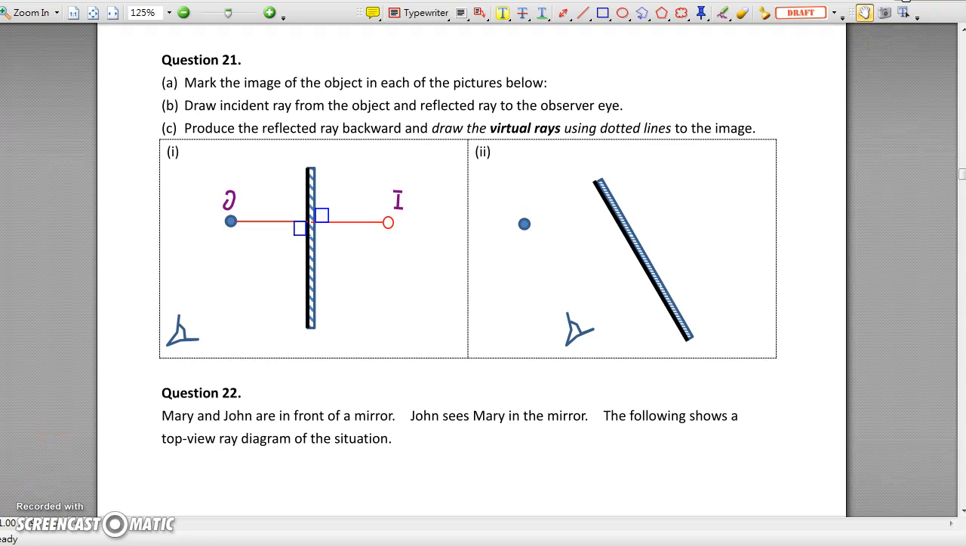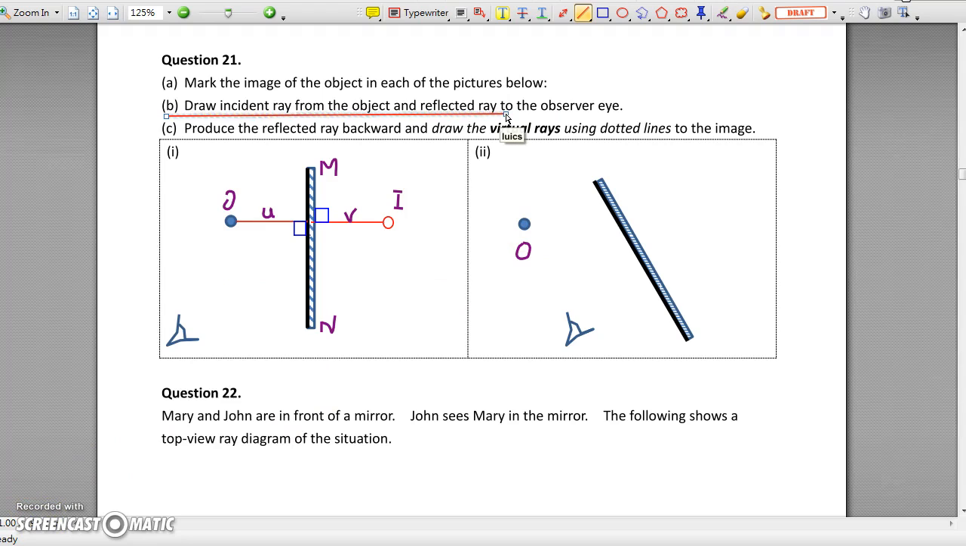And in this way, you can see that the line joining the object and the image, which is OI, will be perpendicular to the mirror MN. Secondly, the object distance U would be the same as the image distance V. So, can you also show me how you may find the image for the second diagram on the right hand side if the green dot here represents an object?